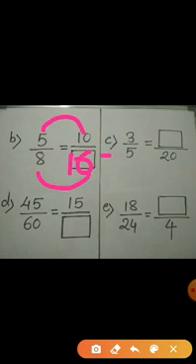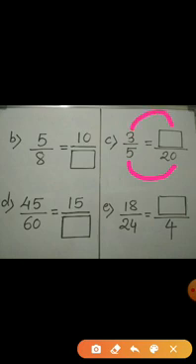Coming to the C, here the fraction is given 3 by 5 equal to, now denominator is given and numerator is missing, right? Again, to find out the numerator, let us find out the relation between denominator first. 5 4s are 20. Hence, what will come in the numerator? 3 4s are 12. Since denominator is multiplied by 4, numerator will also get multiplied by 4.